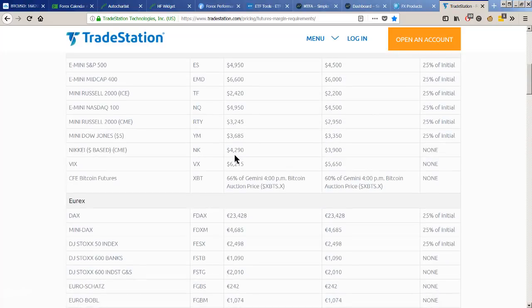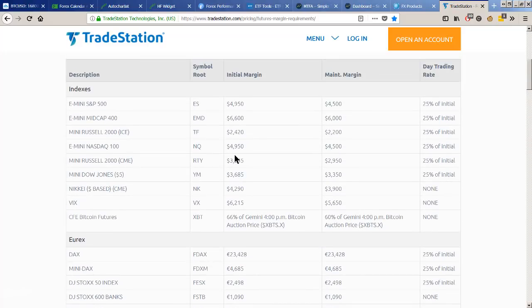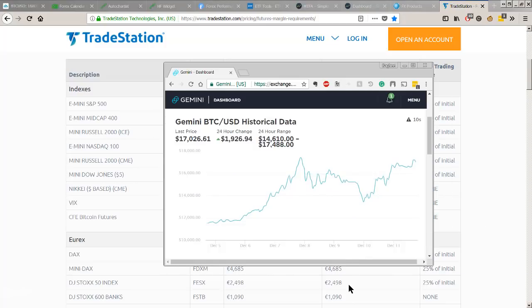Now, the reason it's up here in the index section, by the way, is you are not actually controlling Bitcoin. It's based upon an index. In this case, it's based upon, as you can see, the initial margin. This is one coin, but you're not actually controlling the coin. It's cash settled every day. So this is a derivative. It's derived from this underlying contract called Bitcoin. So this is what we're looking at here.